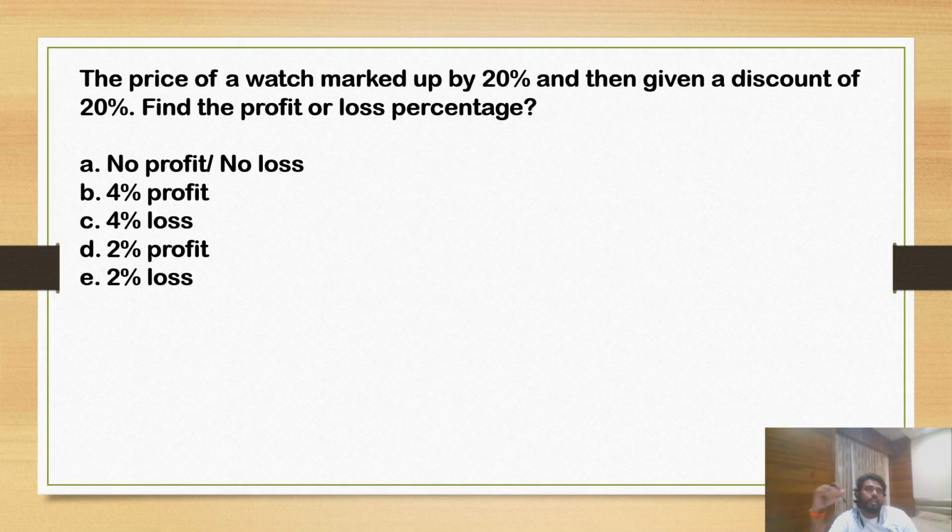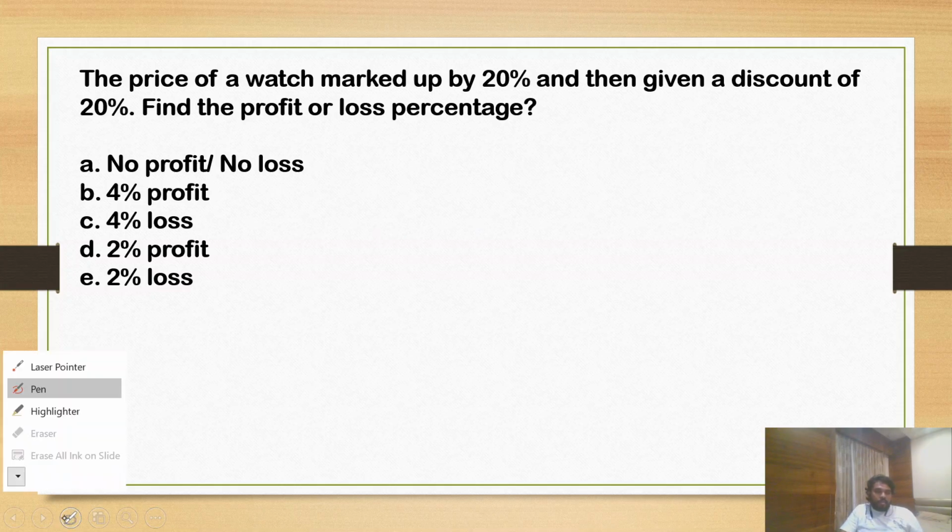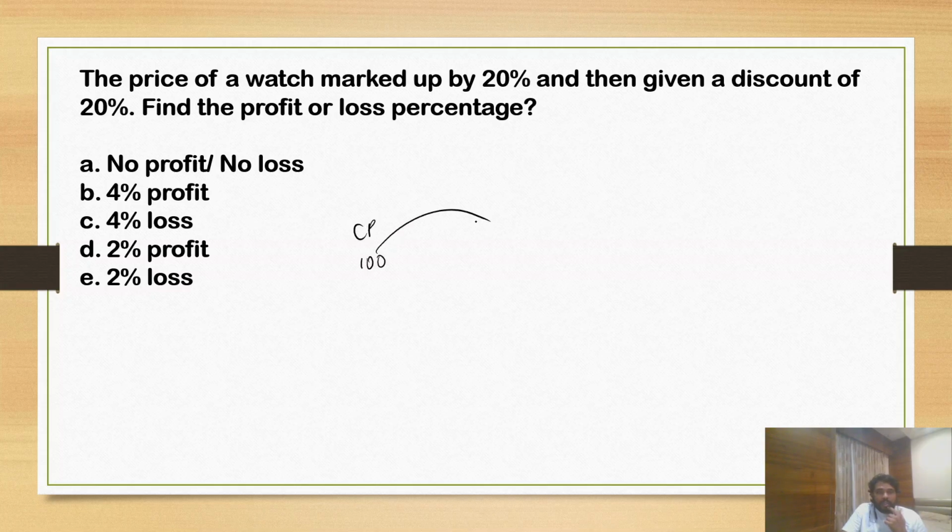The price of a watch is marked up by 20% and then given a discount of 20%. Find the profit or loss percentage. Let's say the cost price of the watch is 100 rupees. He marked it up by 20%, so 20% of 100 would be 20, and the marked price would be 120. From here he had given a discount of 20%.